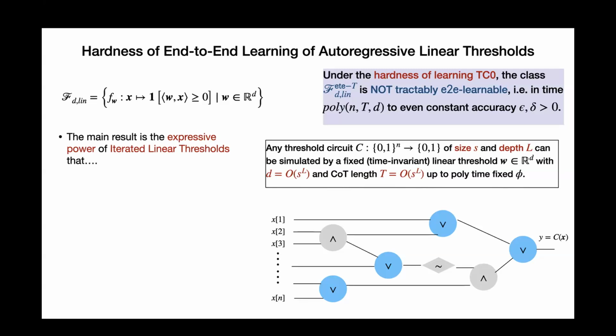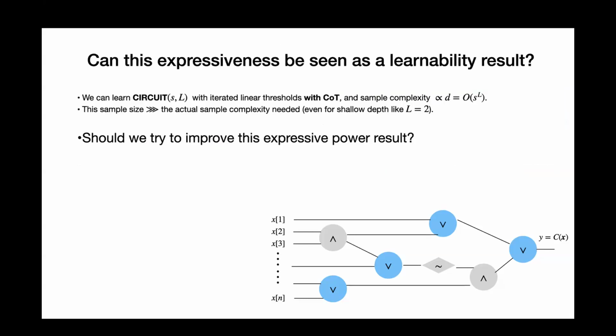One might say that this result is nice, but I can also view it as a learnability result, because there was something hard that I cannot learn in tractable runtime, but now with this autoregressive chain of thought for this linear threshold class, I'm going to be able to learn this very rich function class. And the question is, can you view this as a learnability result? And the answer is actually no. Why? In terms of learnability, this result is extremely disappointing, because what is the sample complexity of learning this class of size S and depth L circuits?